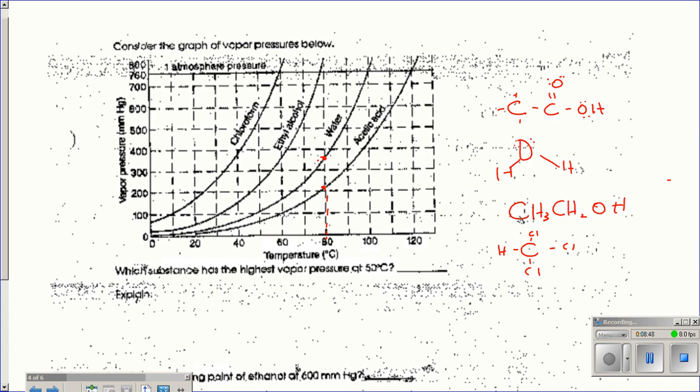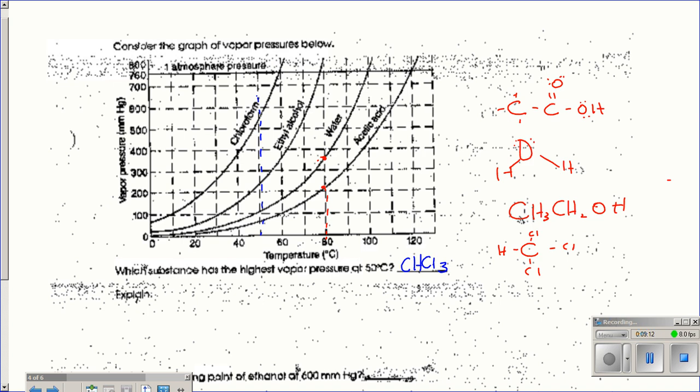So if we look at this, it says, what substance has the highest vapor pressure at 50 degrees Celsius? So here's 50, right? Of course, follow that up. Vapor pressure is lowest for acetic acid, then water, then ethanol, then chloroform. So we can see that chloroform has the highest vapor pressure.